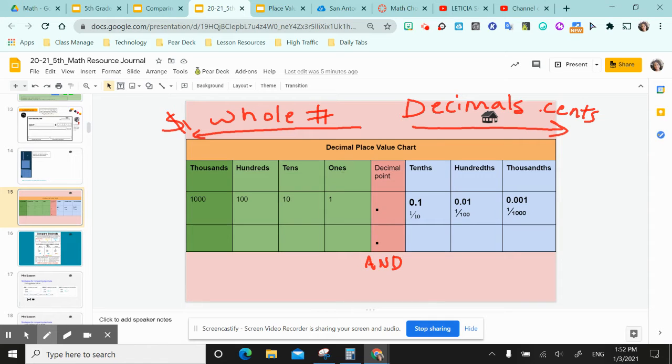Notice that your ones place is represented in the standard form with the 1, your tens place with the 10, your hundreds place with the 100, and your thousands place with the 1,000. So when you're writing in expanded form or expanded notation, that's very important. Your tenth can be written as 0.1 or 1/10 in fraction form. Your hundredths place can be written as 0.01 or 1/100th in fraction form, and your thousandths is 0.001 or 1/1,000th in fraction form.